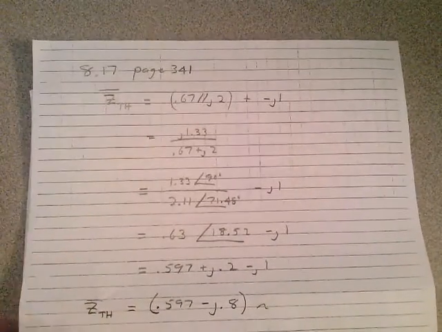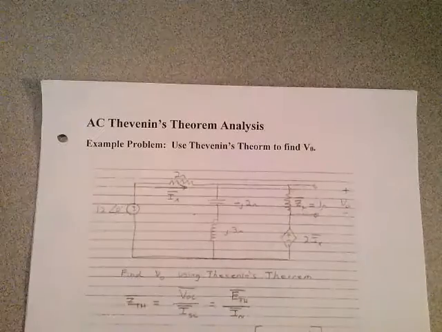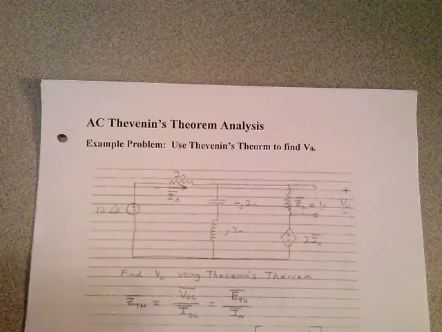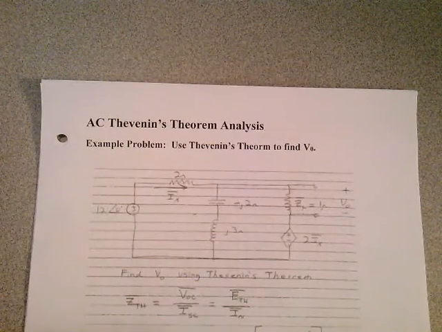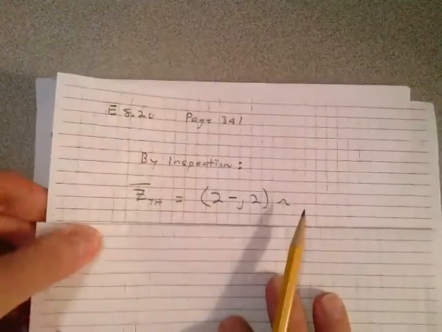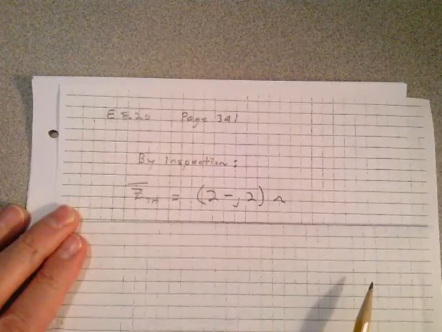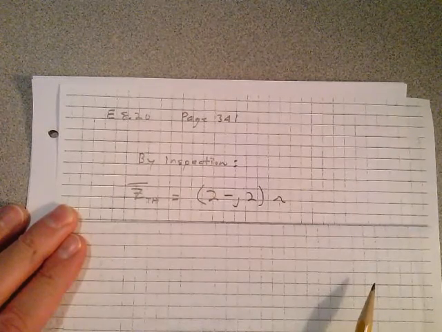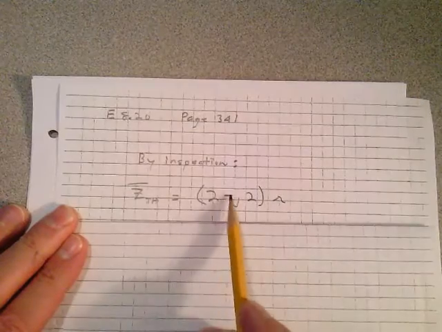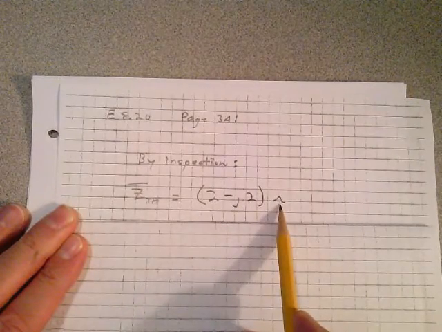And on the second problem, you should be able to do it by inspection. Matter of fact, on E8.20, you should be able to get this answer by inspection for the Thevenin impedance: minus j2 ohms.